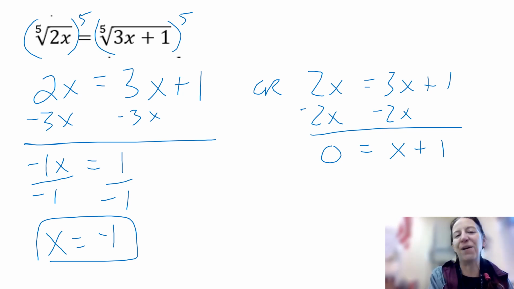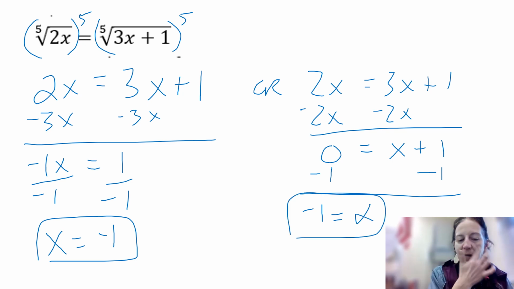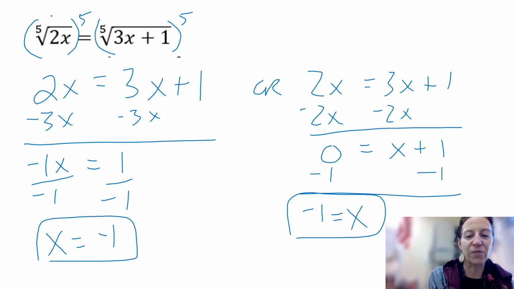So if you take away everything from one side, you end up with 0. 2x minus 2x is 0. And then you can subtract the 1, and 0 minus 1 is negative 1. So you end up with negative 1 equals x. Obviously, both of those work just fine.